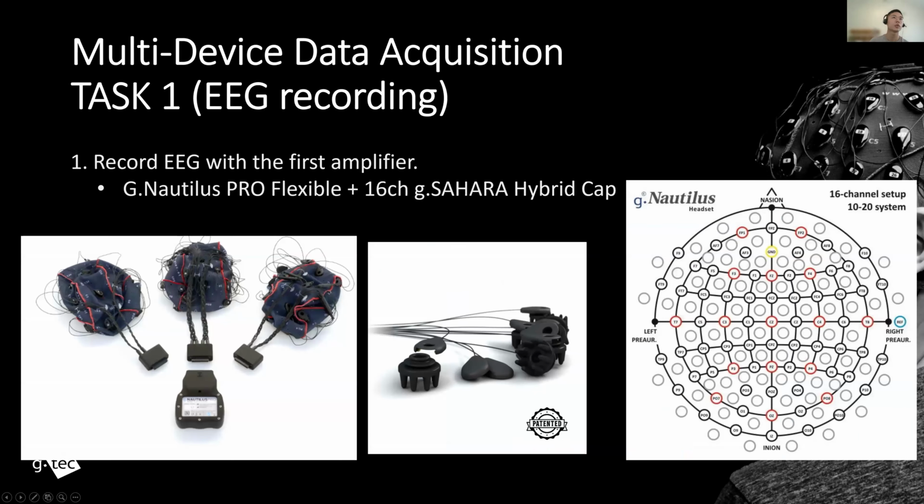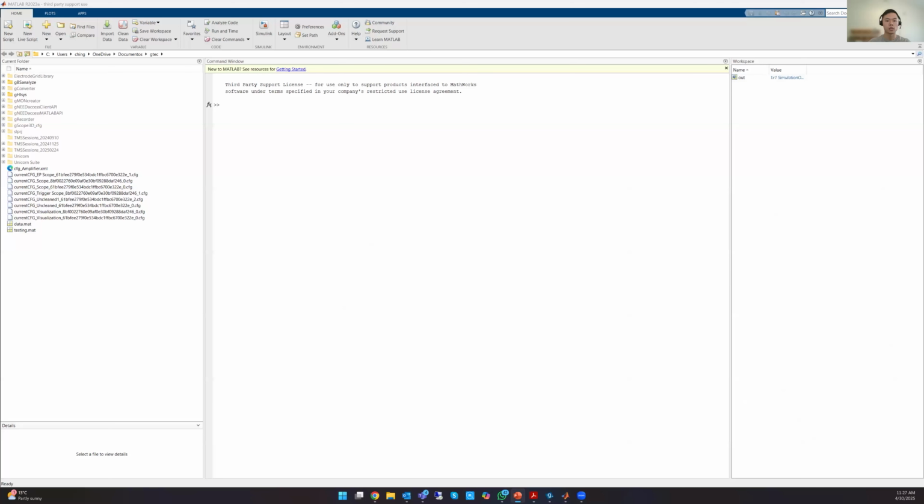Okay, so the first recording we are doing is, let's start from basic EEG recording. I have the device here, so I'll mount myself with the cap. This device is a Nautilus Pro Flexible. The strand I have today is a Sahara strand. Let me switch to the software side. Give me a second.